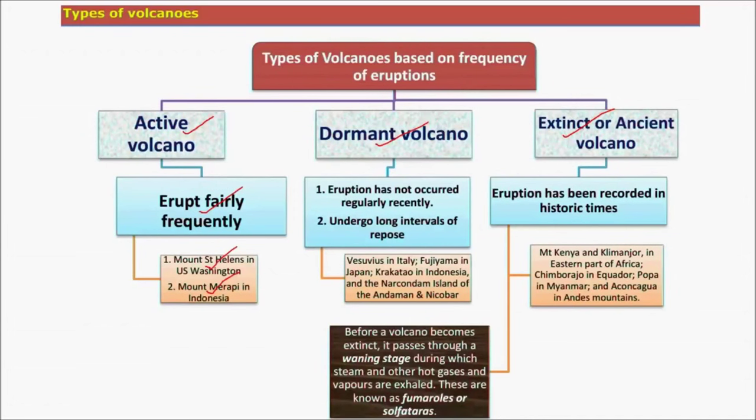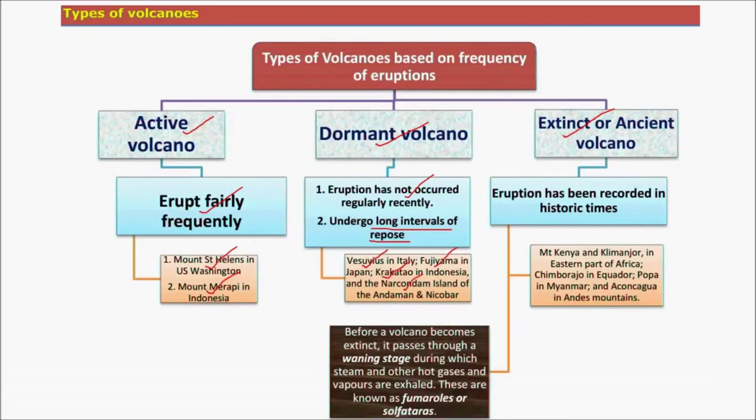And when we come to dormant volcanoes, the eruptions here are not regular. Sometimes the time period between two successive eruptions might be hundreds of years. And these undergo long intervals of repose. That is, between two successive eruptions, there is a huge amount of time involved. The best examples are Vesuvius in Italy, Fujiyama in Japan, Krakatoa in Indonesia, which is said to be the loudest volcanic eruption in history, and Narkondam Islands of Andaman and Nicobar Islands.